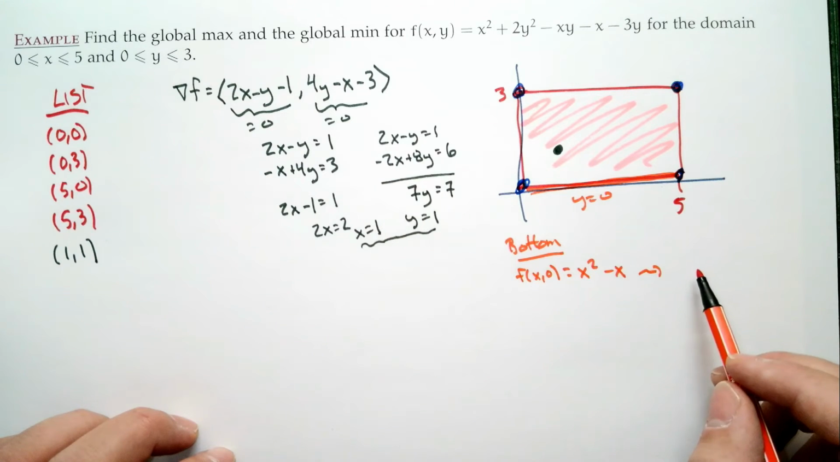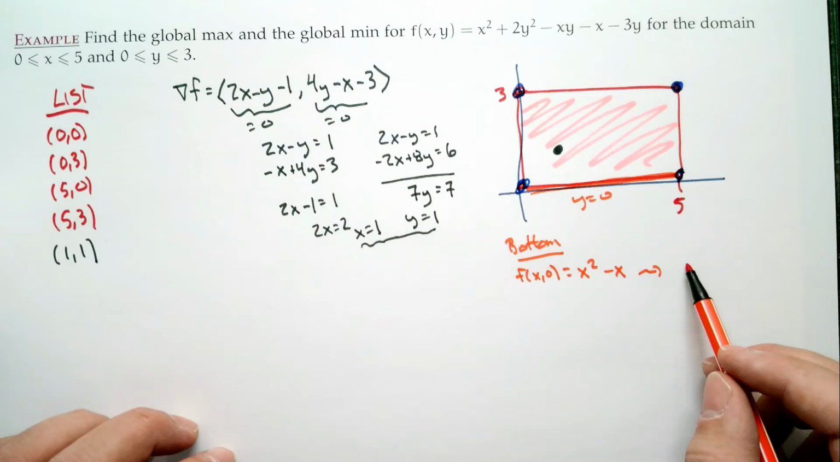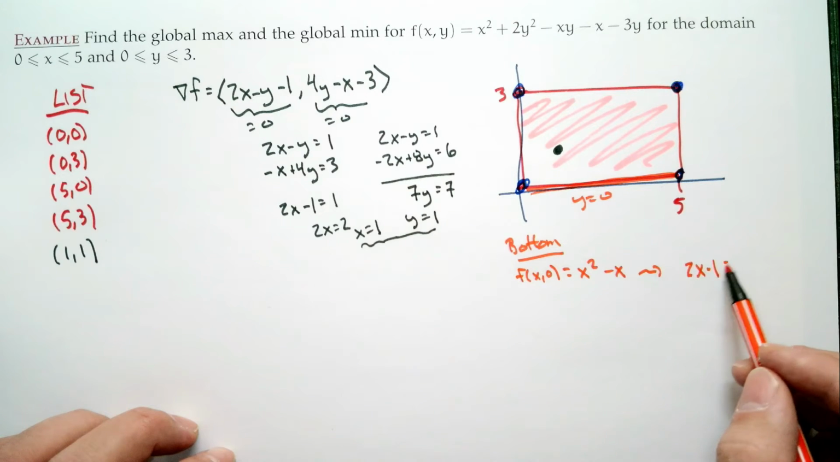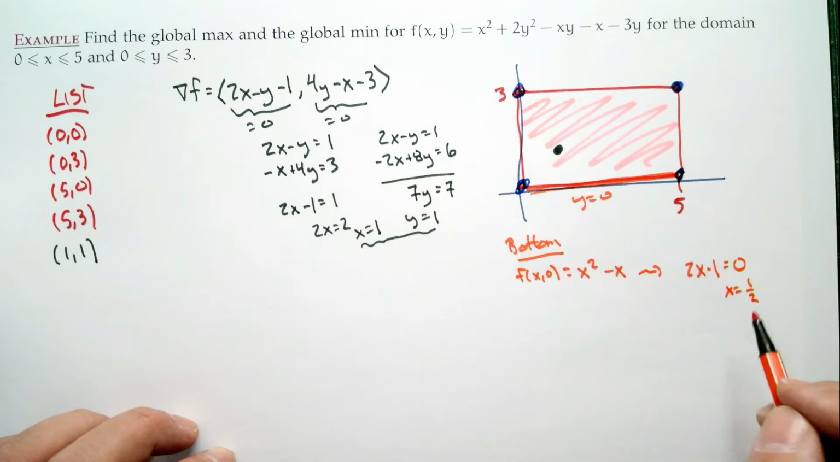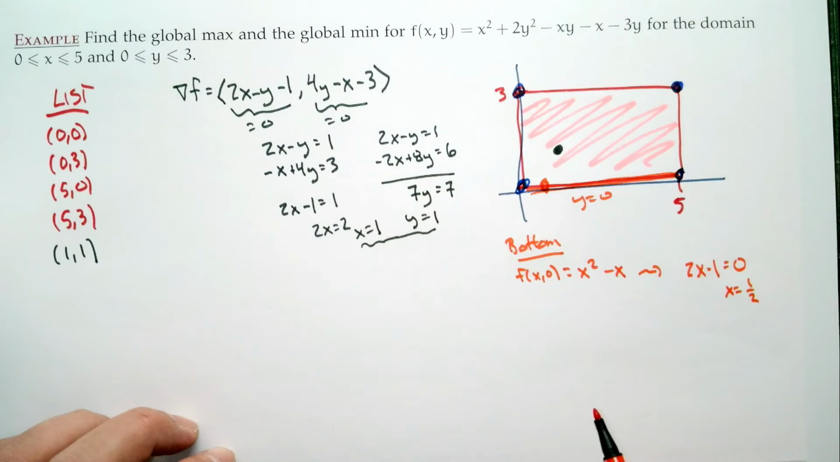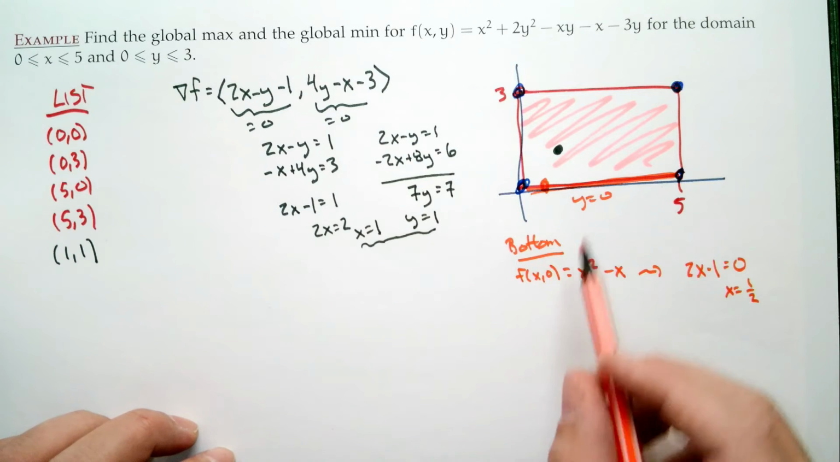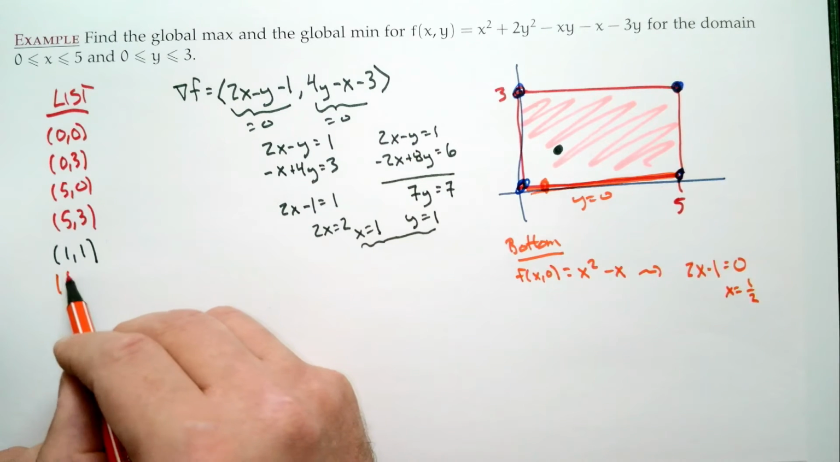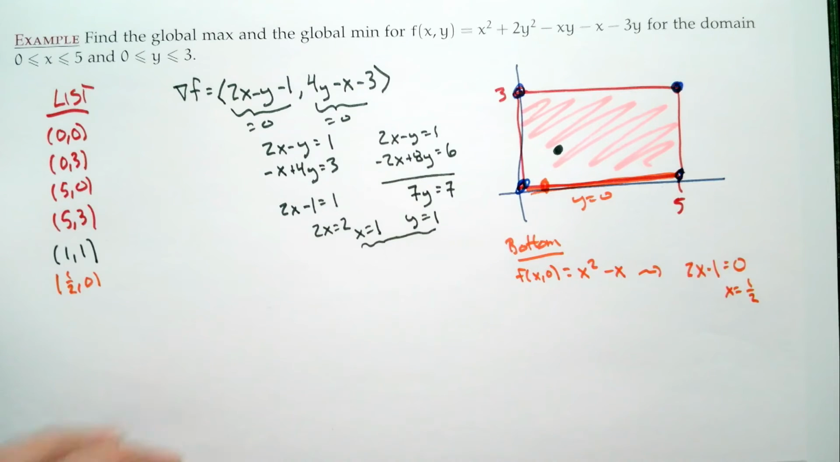What's the derivative of x squared minus x? 2x minus 1. Take the derivative, set it equal to 0, and you get x equals a half. Which says there's a point right there. x equals a half, and we're on the bottom, so we know y equals 0. So 1/2 comma 0. All right, one side down, 3 to go. What side do you want to talk about next?